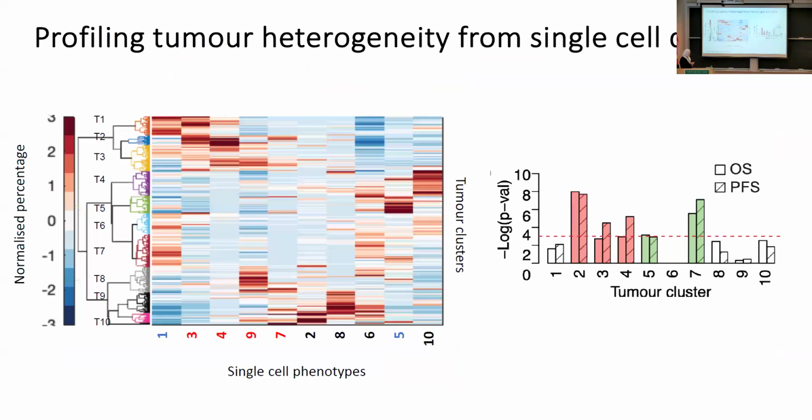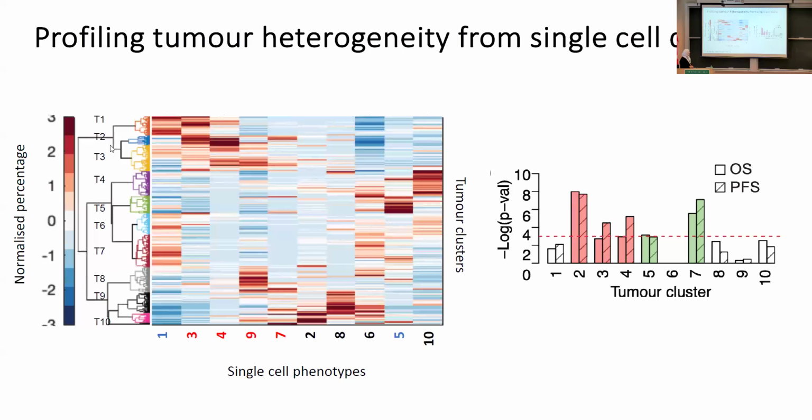So what we can do is take, for each patient, the proportion of each single cell phenotype in these tumors. We can then cluster the tumors based on the mixture of phenotypes they have. And we expect that if most of these single cell phenotypes are enriched in a certain cluster and have a worse outcome, then the tumor will also have a worse outcome.